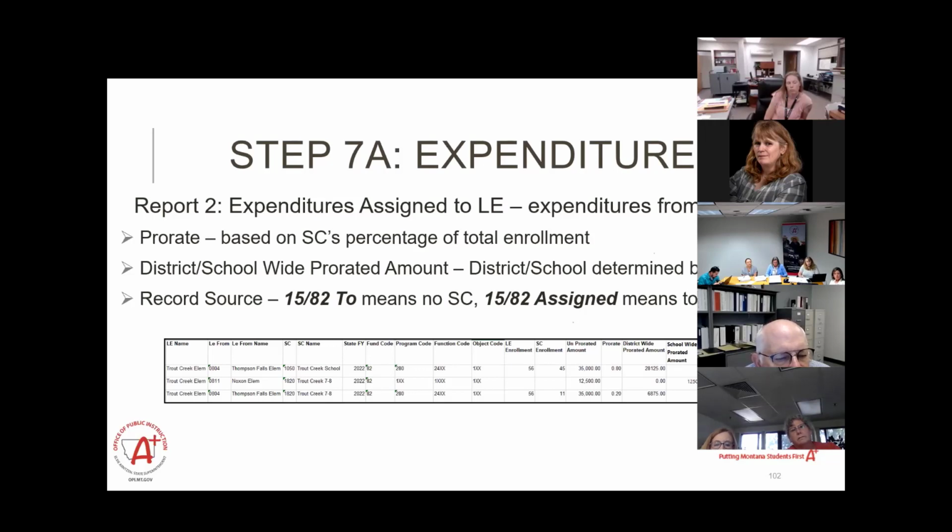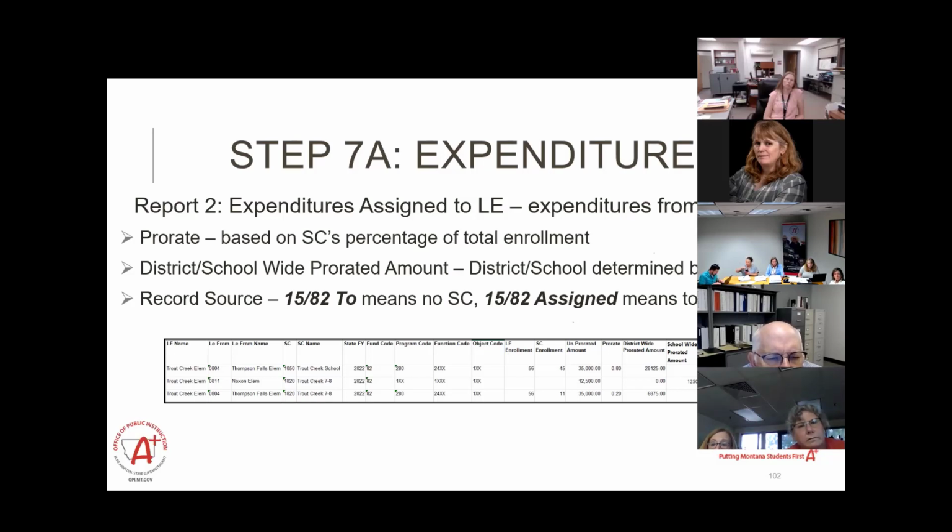There's a prorate field. Again, it works the same as in the other. It just is based on the school code's percentage of total enrollment. There's a district and school-wide prorated amount. Again, what goes in district-wide and school-wide is determined by the function code that you'll find in Appendix B of the ESSA per pupil reporting guide.